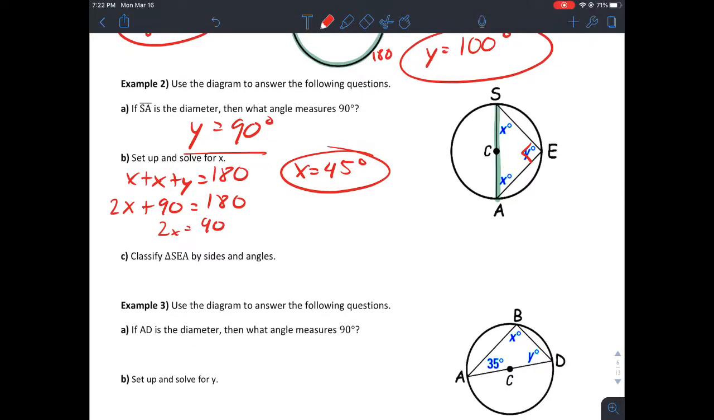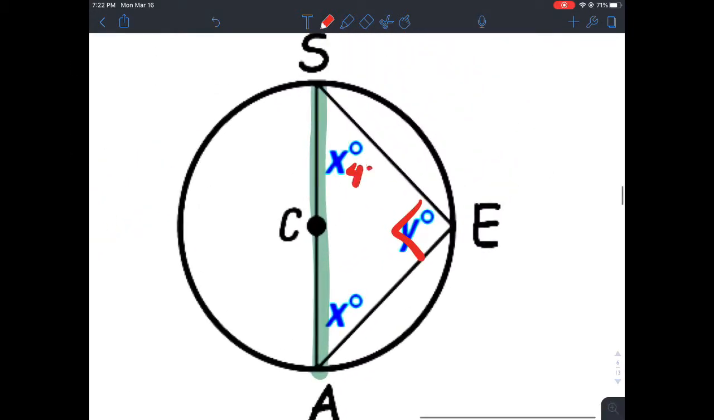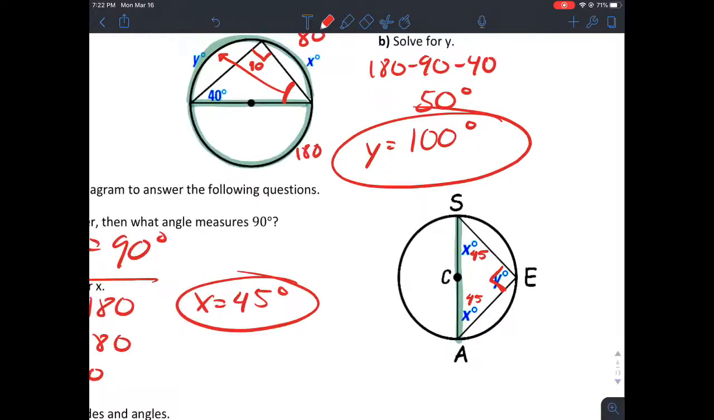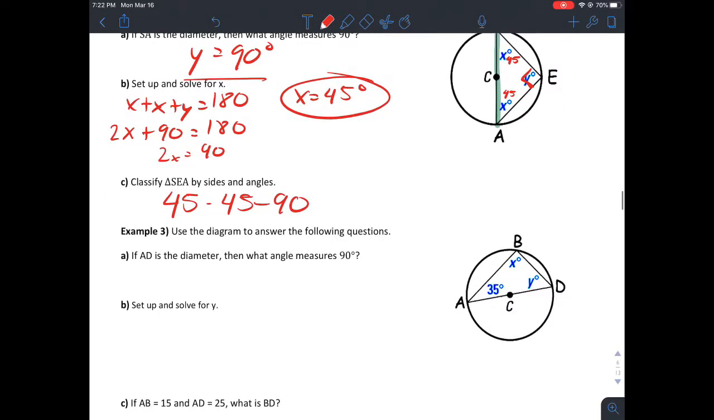Now it says, classify triangle SEA by its sides and angles. Well, we know that x is 45, so this angle's 45, this angle's 45, and this is a 90. Well, I've got a 45, 45, 90, right? All right, so again, this is a great time for you to pause and try this problem by yourself. See if you can figure it out.